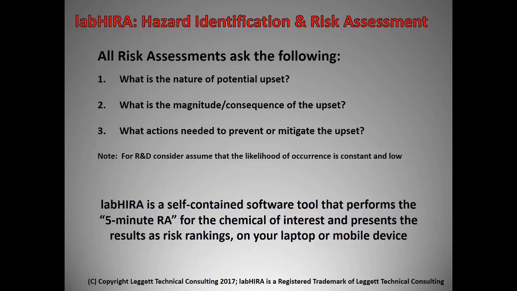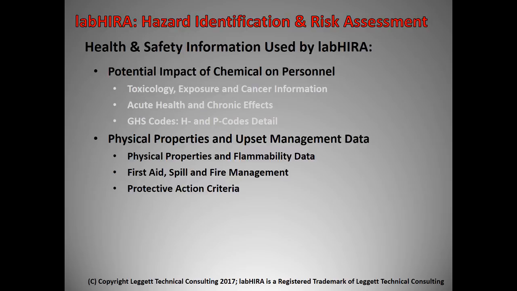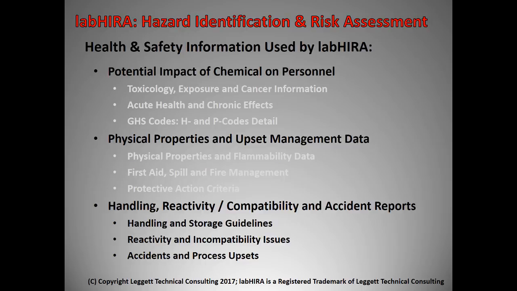So labHIRA is a self-contained software tool that performs the 5-minute risk analysis for the chemical of interest and presents the results as risk rankings on your laptop or mobile device. The information that labHIRA uses includes toxicology and exposure, acute health and chronic effects. It'll also include GHS codes. We also need to know physical properties and flammability data, first aid and spill management, and a government program called Protective Action Criteria. And finally, for purposes of handling, reactivity and compatibility, and are there any accident reports involving this chemical.